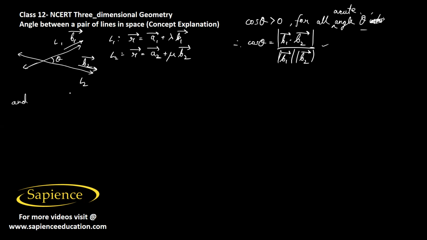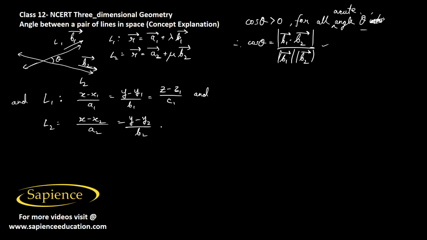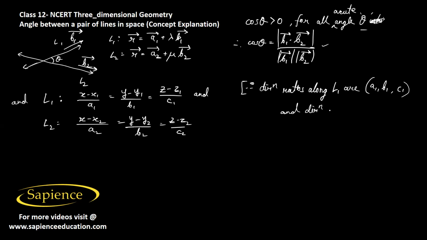And suppose the equations of the straight lines are given in Cartesian form. It means that L1 is given as x minus x1 by a1, equals y minus y1 by b1, equals z minus z1 by c1, and the line L2 is given as x minus x2 by a2, equals y minus y2 by b2, equals z minus z2 by c2. Therefore, the direction ratios along the line L1 are A1, B1, and C1, and the direction ratios along the line L2 are A2, B2, and C2.